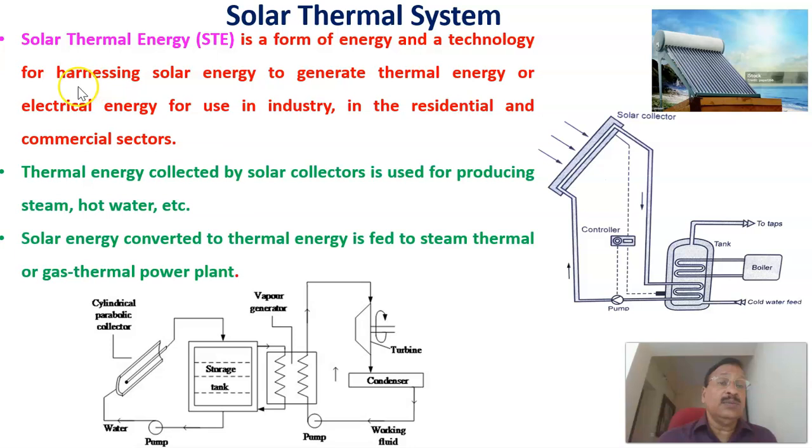a technology for harnessing solar energy to generate thermal energy or electrical energy for use in industry, in the residential and commercial sectors. And the thermal energy collected by the solar collectors is used for producing steam, hot water, etc. Now, as an example, this is a solar water heater picture, and this is the basic diagram of a solar water heater, in which this is called the collector that collects the solar radiation, then converts that solar radiation into heat energy or thermal energy.